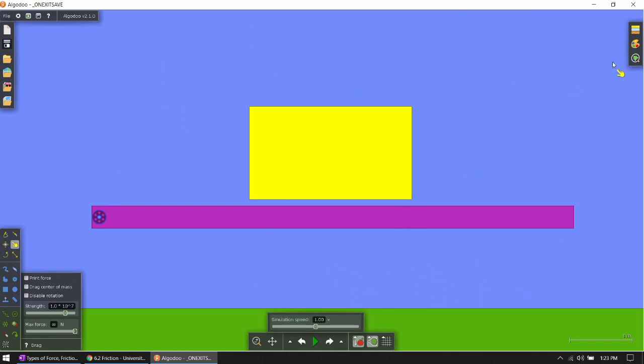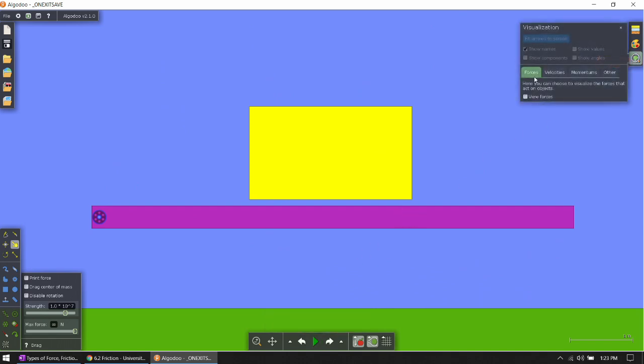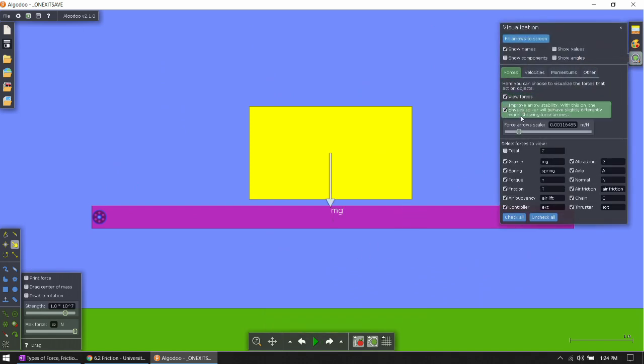So let me show the forces here. There's an option to illustrate the forces. And I'm going to unselect many of the forces. Gravity, I guess that's good to have there to set the scale. I'm not going to have any spring force, but let me get rid of it anyway. Torque, get rid of it. Friction, we do want that. I don't know why that has the letter T. Let me change that to F. Air buoyancy, nah. Controller, we can leave that.